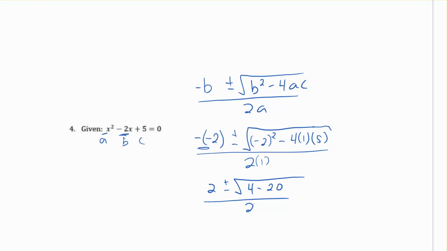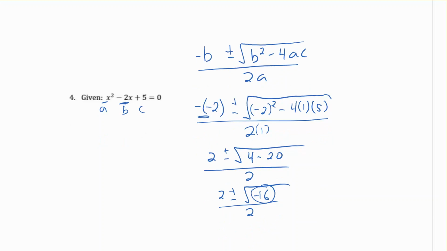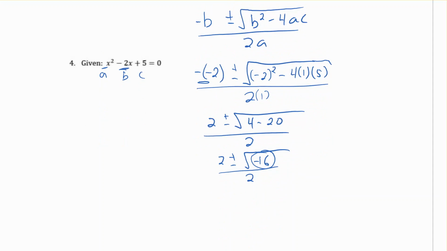Now, I'm just going to do it one more time. Let's go 2 plus or minus. This is saying that we've got -16 underneath the square root symbol. Our discriminant is negative 16. So what could that possibly mean? Well, I think it's time to give it away. If you drew a graph of this parabola, it would look something like this.